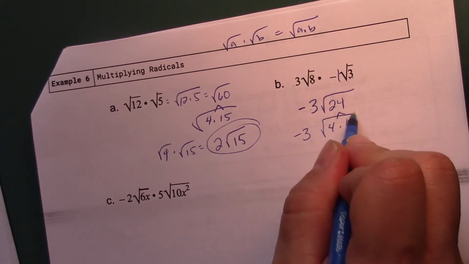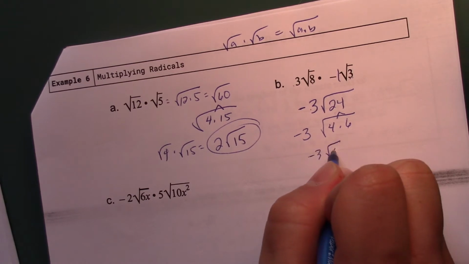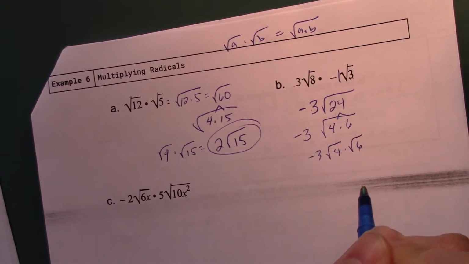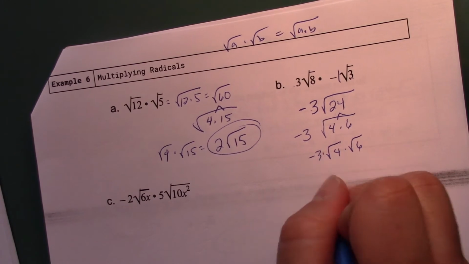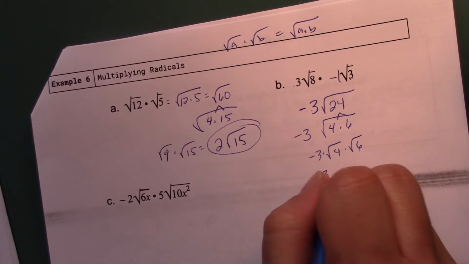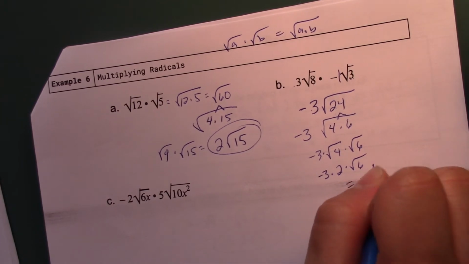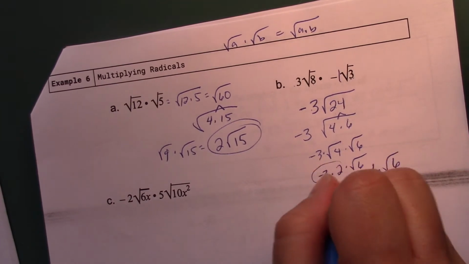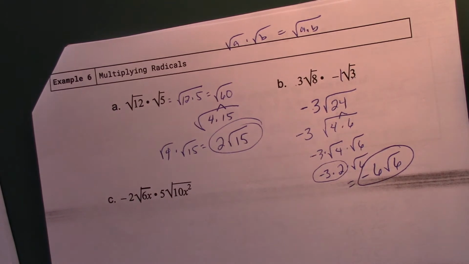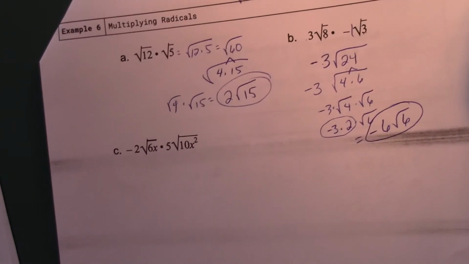So here's how you do it. You break it down like this. Then you can break it down even further like that. And this all means times. So this is negative 3 times 2 times the square root of 6, which is negative 6 square roots of 6, because I times these together here to get that. Okay?